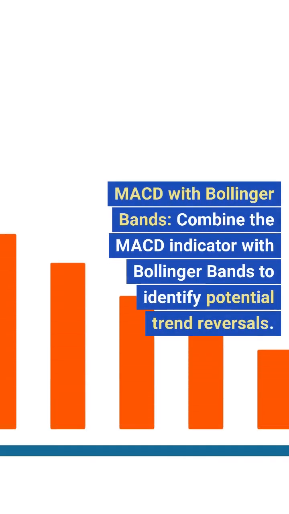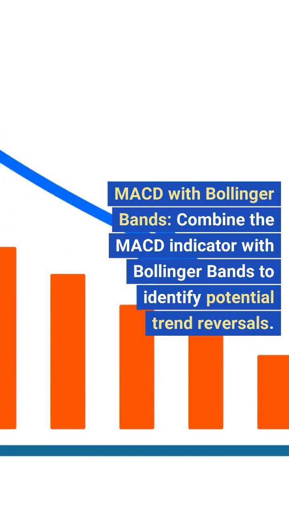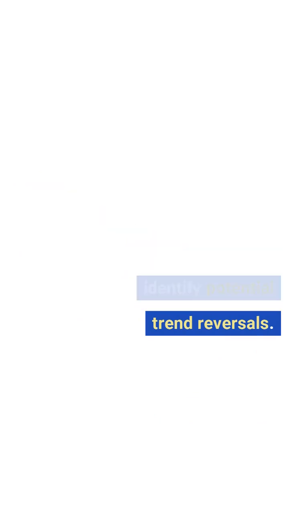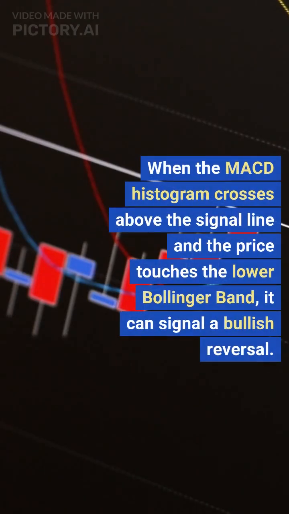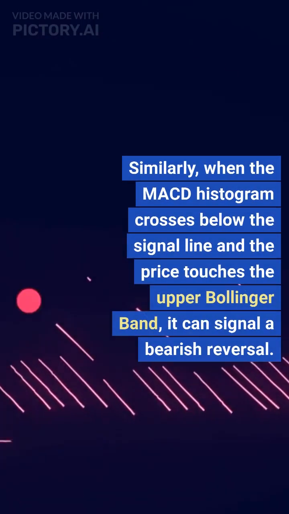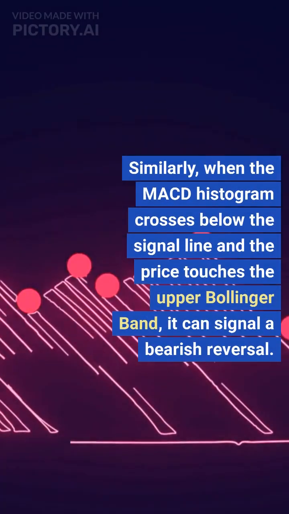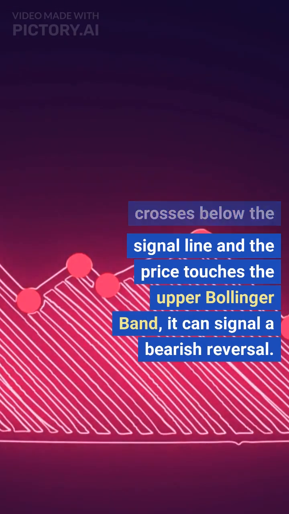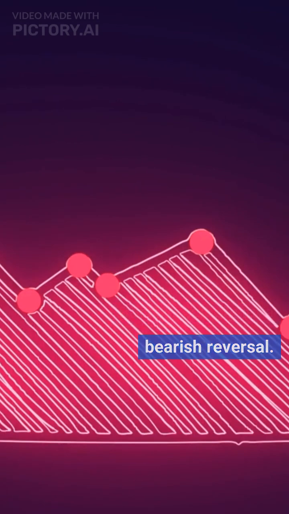MACD with Bollinger Bands. Combine the MACD indicator with Bollinger Bands to identify potential trend reversals. When the MACD histogram crosses above the signal line and the price touches the lower Bollinger Band, it can signal a bullish reversal. Similarly, when the MACD histogram crosses below the signal line and the price touches the upper Bollinger Band, it can signal a bearish reversal.